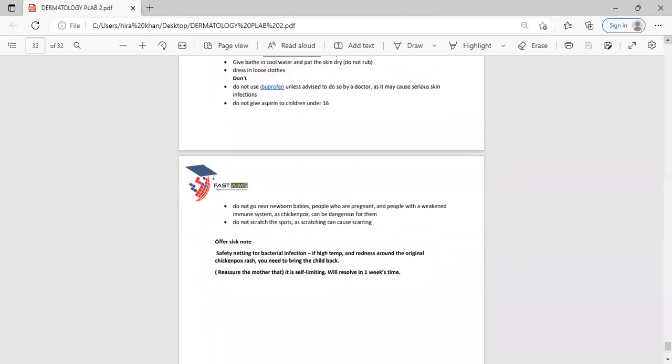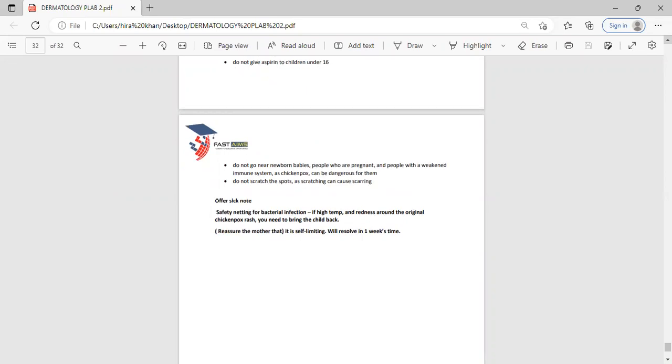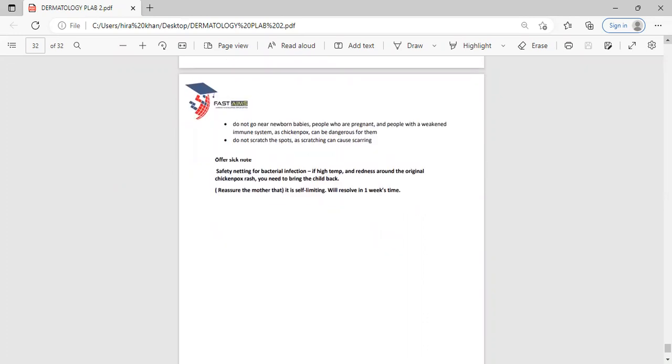Please keep a distance from newborns, people who are pregnant, and people with a weakened immune system. And offer the sick note to the child and tell them that he's not allowed to go to school because he can spread it to other people as well.